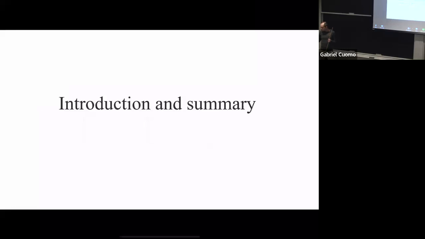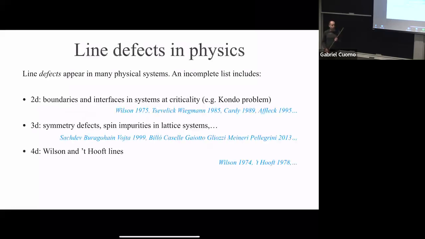So what am I going to talk about? As the title says, line defects. Line defects are probes of a system which are extended in one dimension. Typically we think of the dimension as time, but you can also think in Euclidean terms, where it could be extended in Euclidean space. So in a two-dimensional system, line defects arise as interfaces and boundaries.